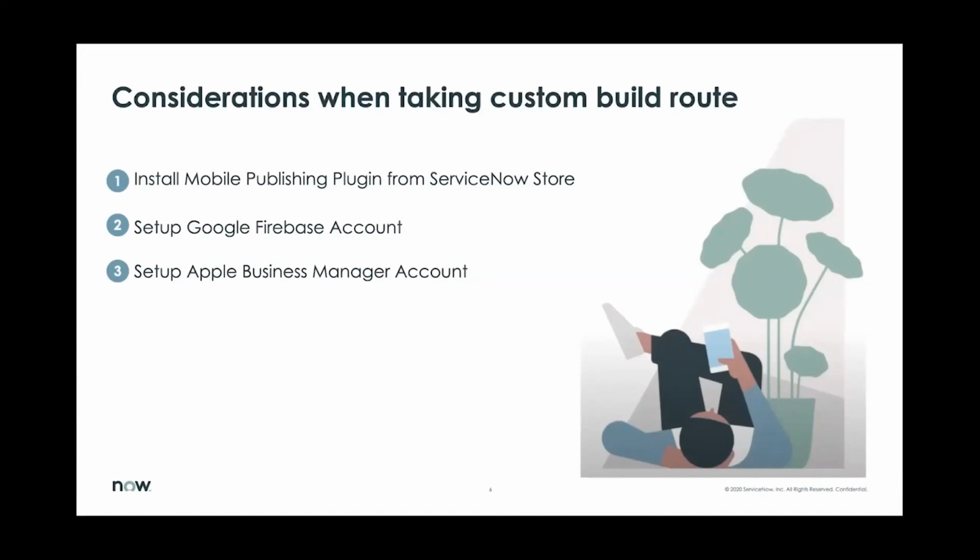Second is that you need to have a Google Firebase account if you plan on rolling this custom app out to your Android users. You'll need the Firebase account to set up your push notifications for Android. And lastly, you'll also need an Apple Business Manager account to get started with mobile publishing. This will allow you to manage your iOS distribution to your users. Fu will actually dive deeper into this during his walkthrough. But once you've taken all these considerations into mind, you are now ready to begin your mobile publishing journey. So I'll go ahead and pass it over to Fu now, who will walk us through the end-to-end process.